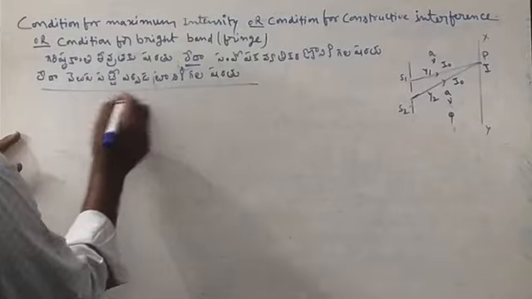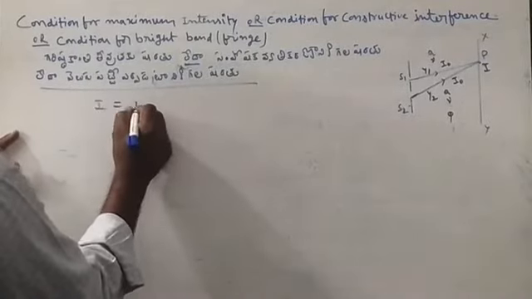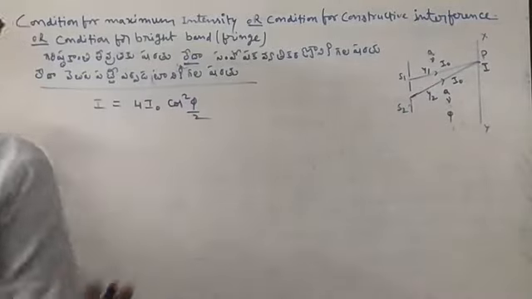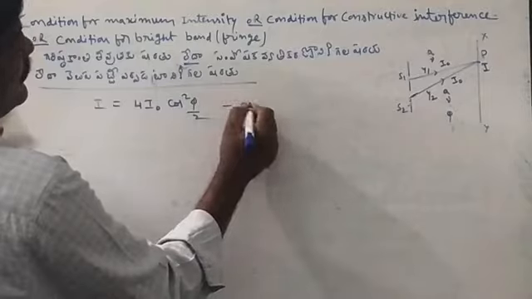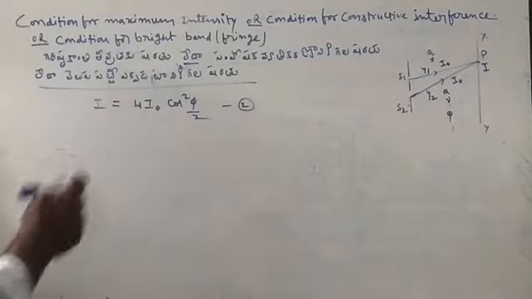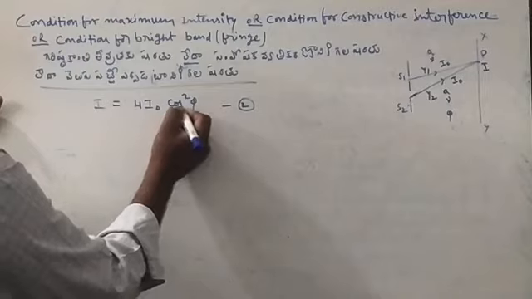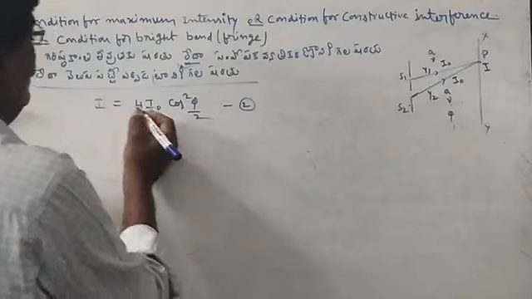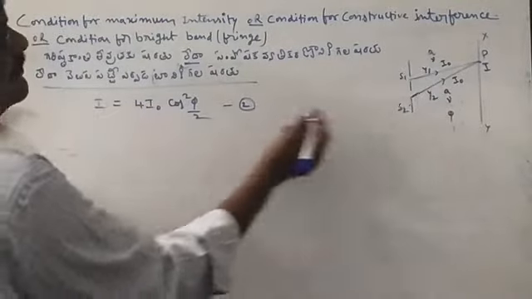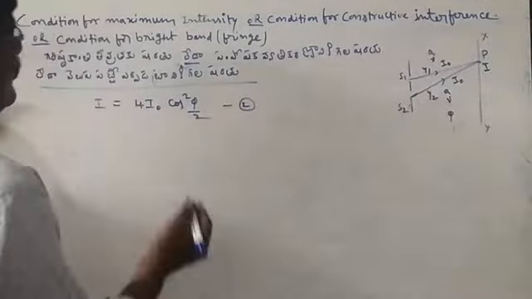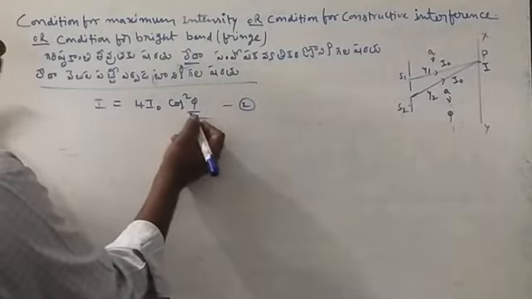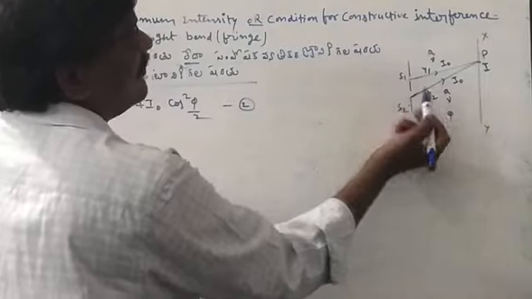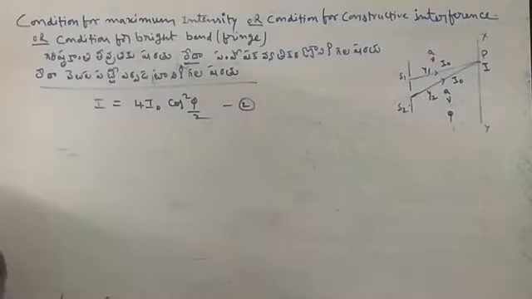From equation number 2, I is equal to 4 I naught cos squared(phi/2). You know, this is equation number 2, already discussed. I means the intensity of the light at P, 4 is a constant, I naught means the intensity of each light wave, and phi is the phase difference between the first wave and the second wave, that is, the phase difference between the interfering waves.